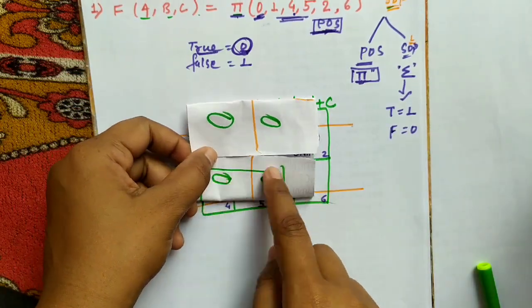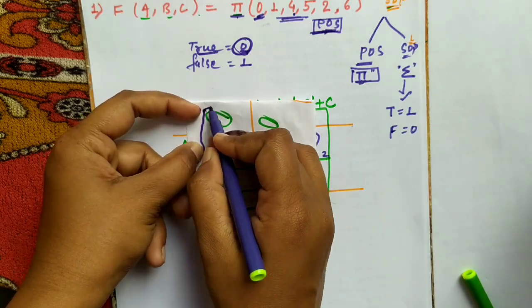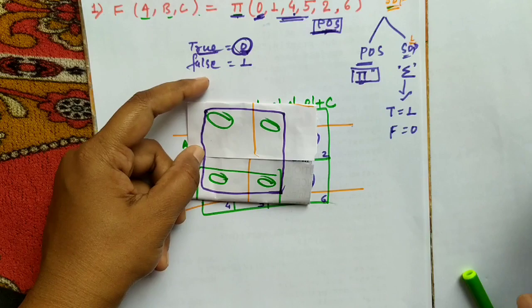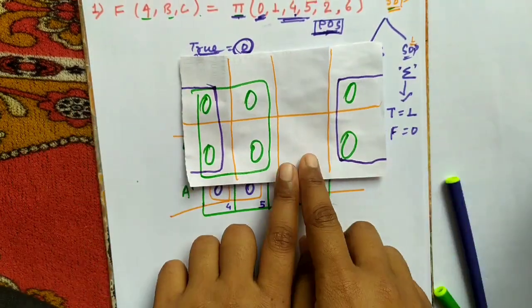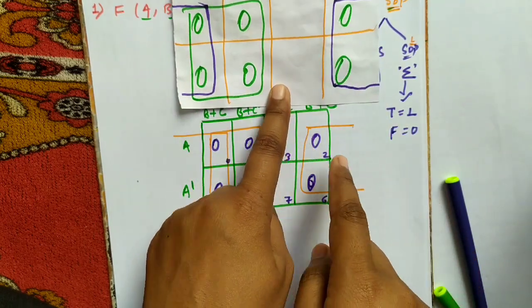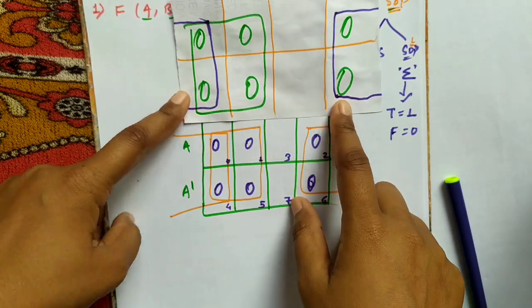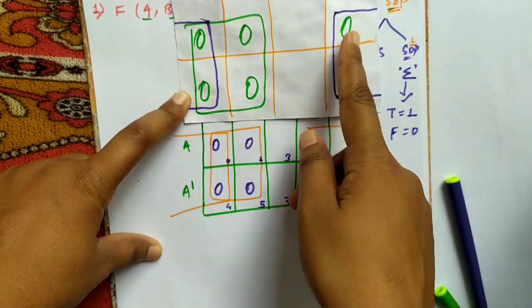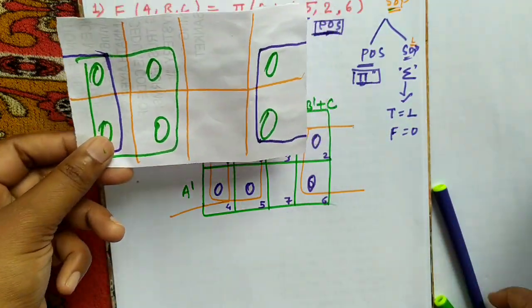This pair of 0s also combines with this pair of 0s, so we can make a pair here too. This pair and this pair together make a quad. Is that clear, everyone? By folding, these two values combine together, and that makes a quad.